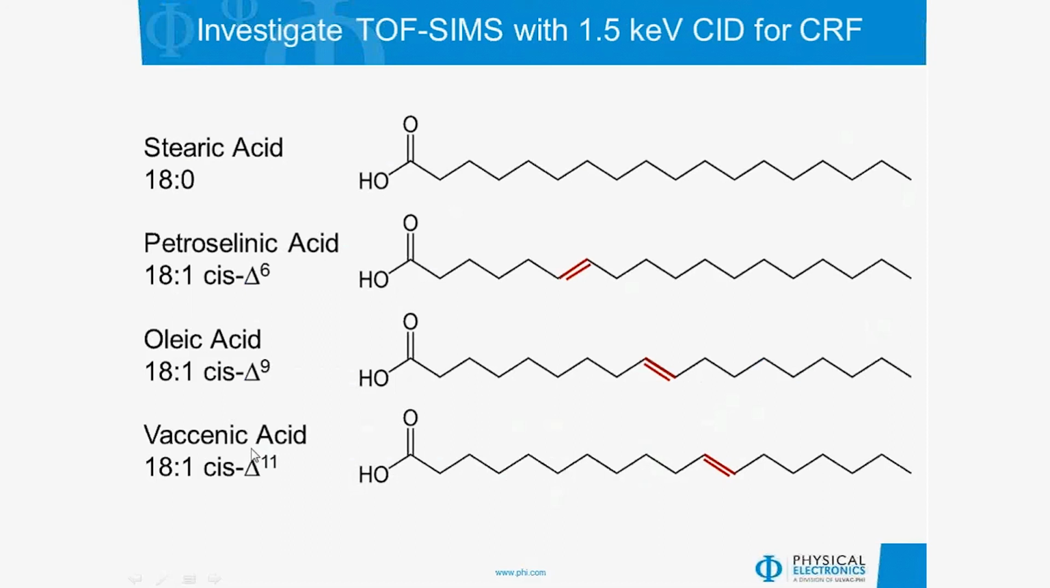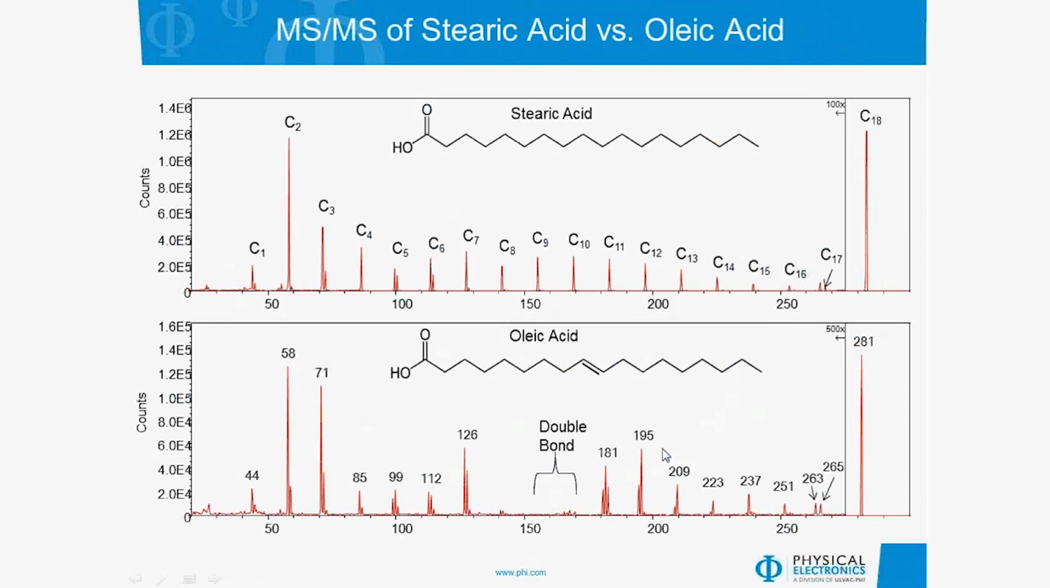We studied a series of carboxylic acids shown here, stearic acid, which is fully saturated, and then these three carboxylic acids, which just differ in the position of the double bond. They're all single unsaturated or mono-unsaturated carboxylic acids with the double bond at the 6th, 9th, and 11th carbon, counting starting from the carboxylic acid. So if you look at stearic acid, we get that nice, beautiful series of fragments going from all 18, you can count all 18 carbons in the stearic acid.